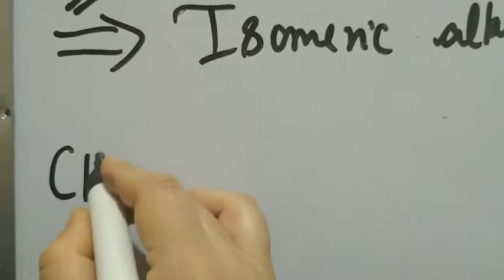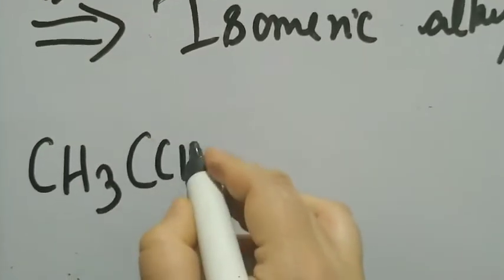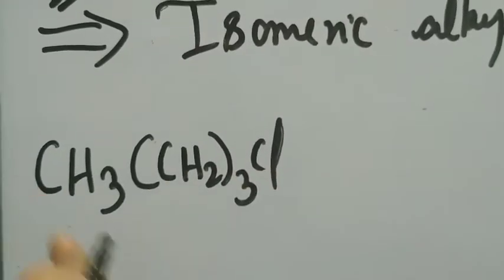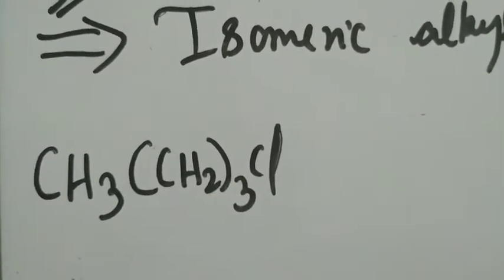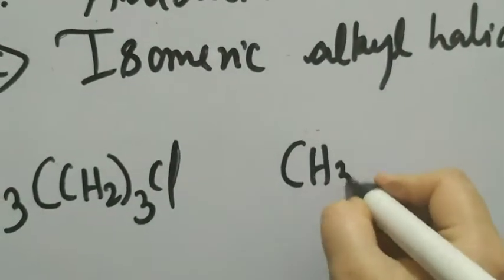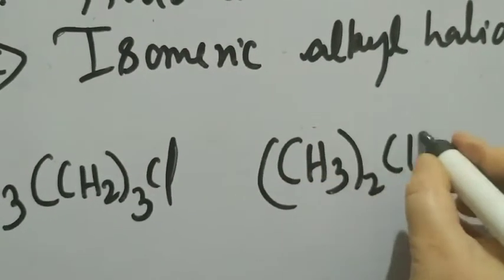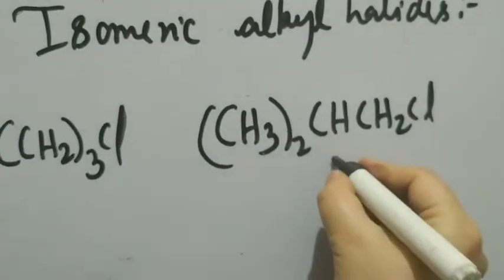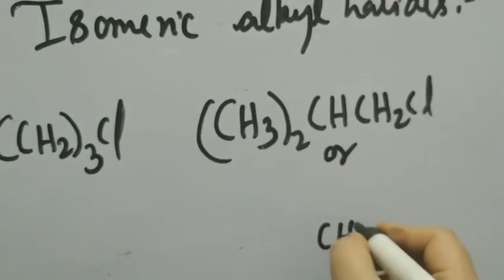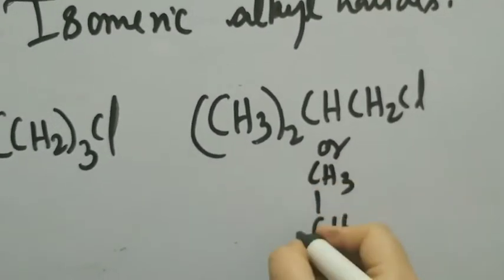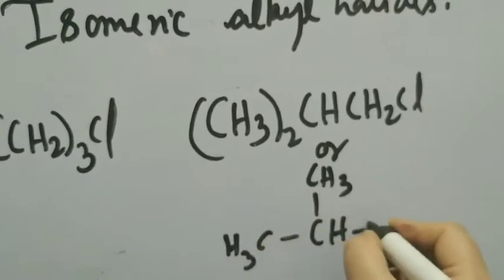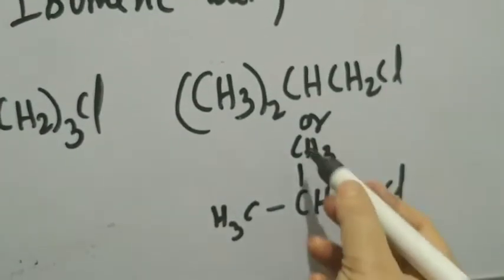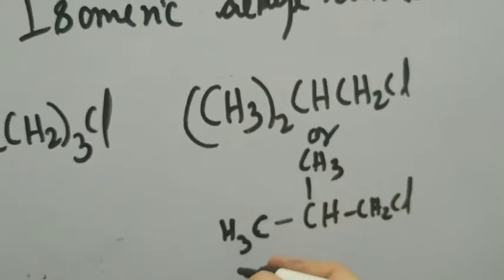The first one I'm going to write is CH3, CH2, whole 3Cl. This is 1 chlorobutane. 3 carbon atoms, 1 carbon atom, that makes 4. The next one is CH3, whole 2, CH, CH2Cl. It's just an isomer. Let me just open it up for you. This is CH, here there is one CH3. CH3 is here and CH2Cl is here. Right? It is again 1, 2, 3, 4, but it is an isomer of butane.